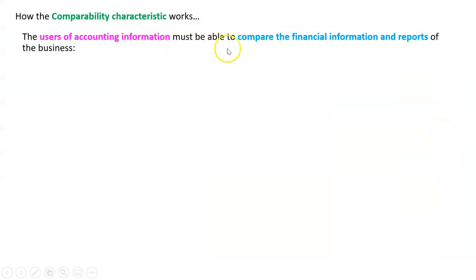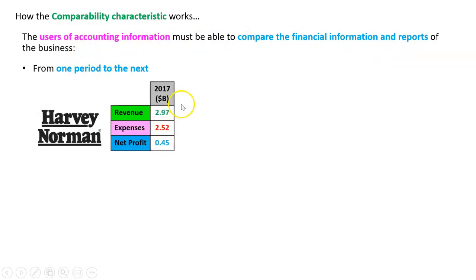Let's have a look at an example. So the users of accounting information must be able to compare the financial information of the business from one period to the next. So these are actual figures for Harvey Norman. So in 2017, revenues were this, expenses were that, good net profit. And look, it's set out nice and simple. The revenues are at the top, expenses in the middle, net profit at the bottom, and all the transactions were treated the same way during that time.